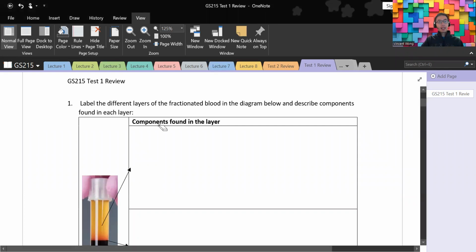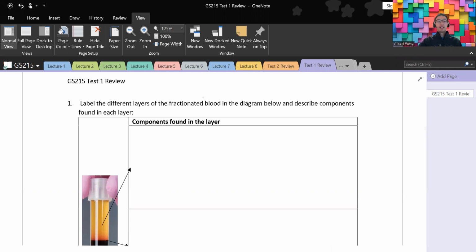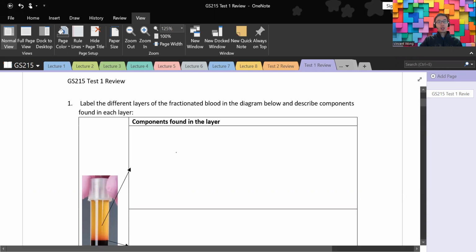First question here: label the different layers of the fractionated blood in the diagram below. Fractionated means you collect the blood and you spin it down in a centrifuge. So the heaviest stuff sinks to the bottom, and the lighter stuff is going to go on top.